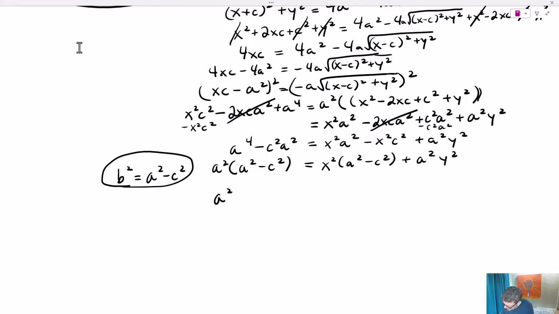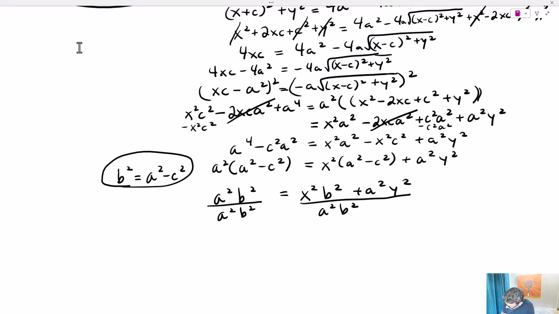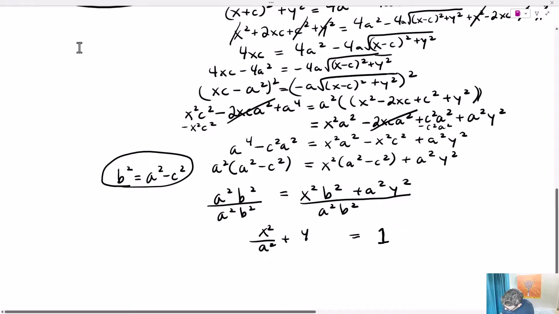So this is going to give me a squared b squared equals x squared times b squared plus a squared times y squared. What I'll do now is divide through by a squared b squared. And what I get, just moving this over to the left-hand side, is 1 equals x squared over a squared plus y squared over b squared. And that's how we construct the formula for an ellipse when it's centered at the origin.